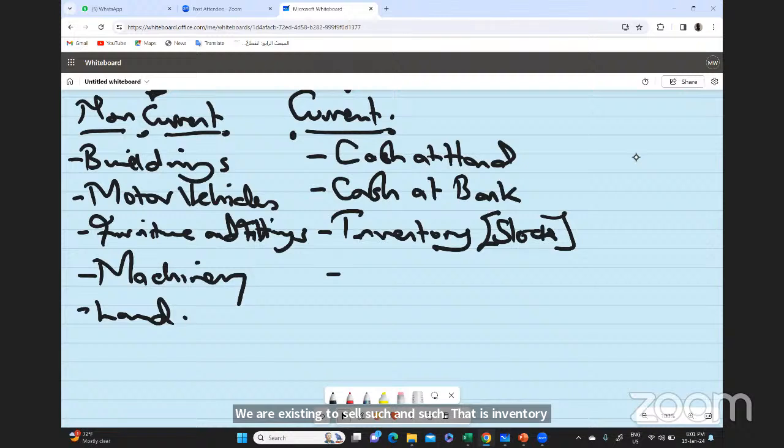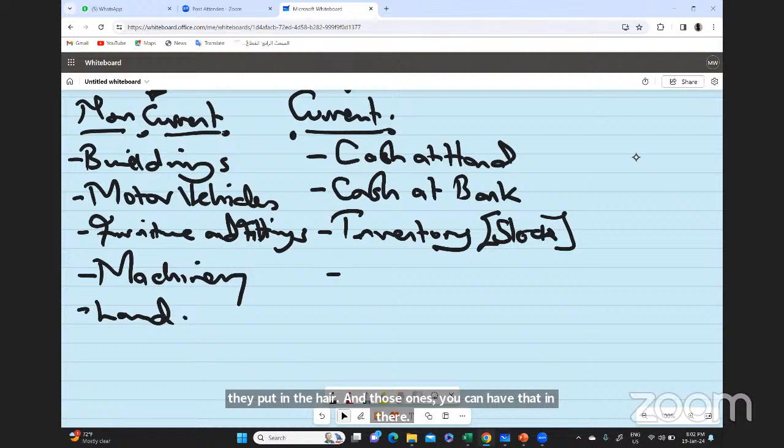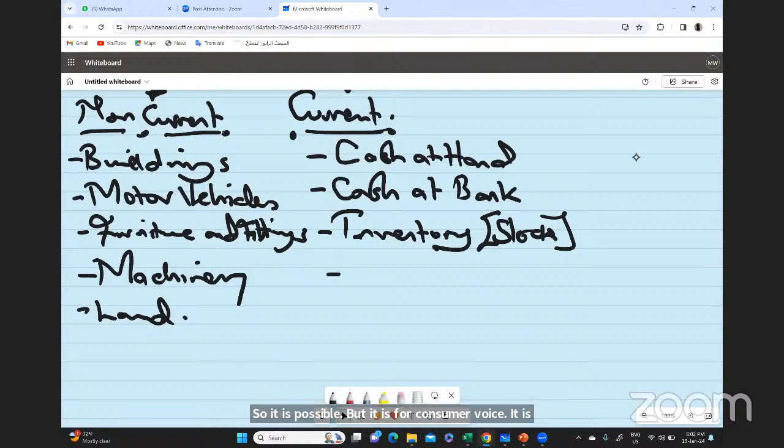Are we together? For service organizations, they can never have inventory, maybe consumables. Hey, you a salon, can you have inventory? Maybe consumables. You can have inventory of gels. Men, when they go to the salon, they put a gel and then they do like this. Those ones, you can have that inventory. So it is possible, but it is for consumables. It is not that you're selling it. You're using it in offering the service.